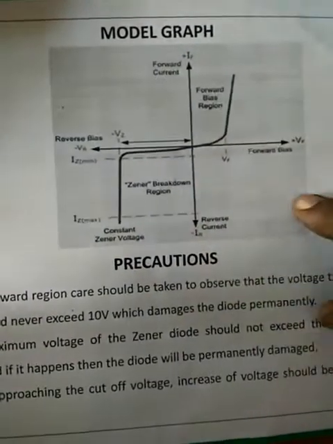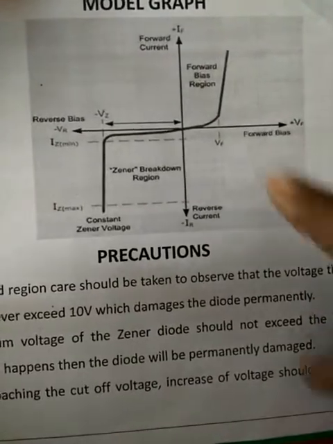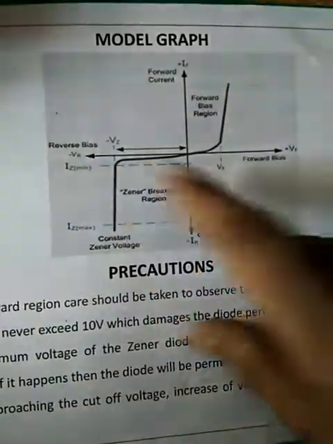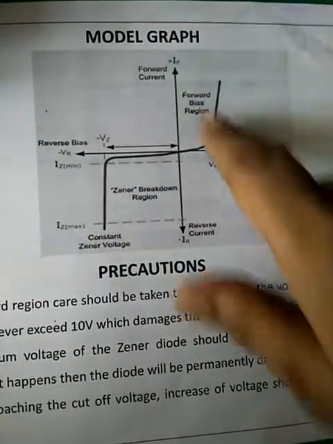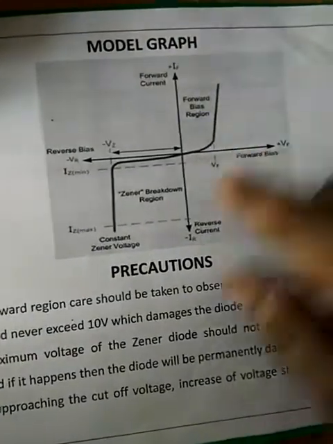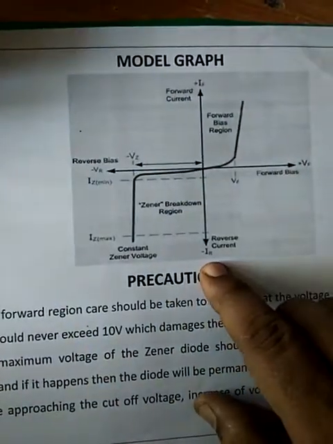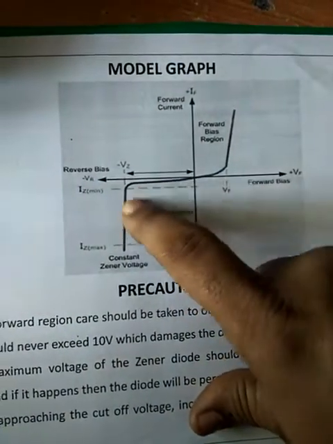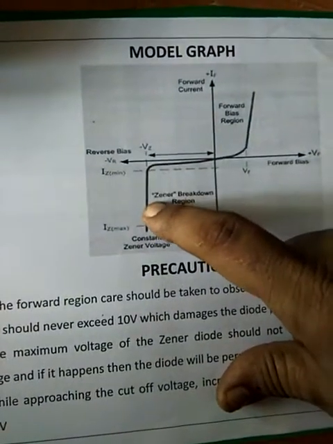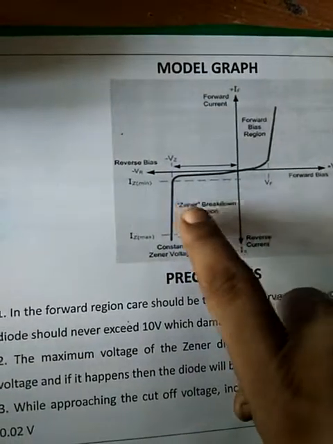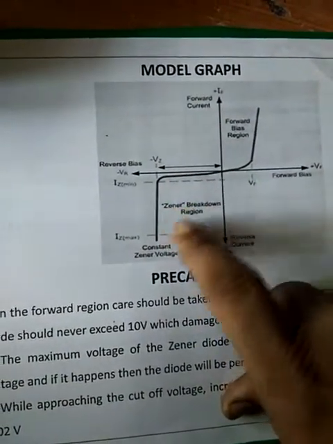Later a graph is plotted, in which we plot the behavior of the Zener diode under forward bias and reverse bias conditions. So this is IF and VF, both are positive. This indicates the forward bias region of the diode, and this is reverse voltage and reverse current, both are negative. We can observe this region is the reverse bias region of the diode, and this width indicates the Zener breakdown voltage from the graph.